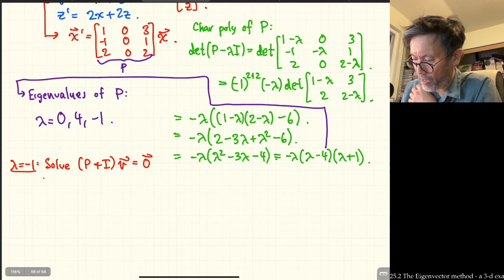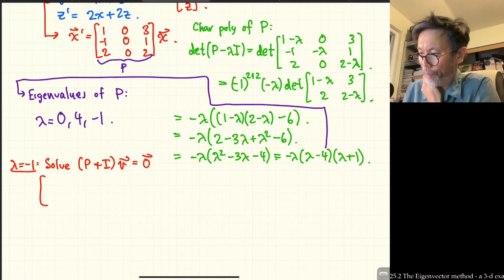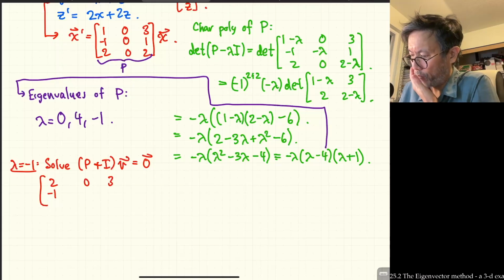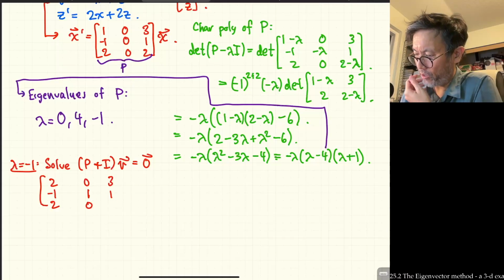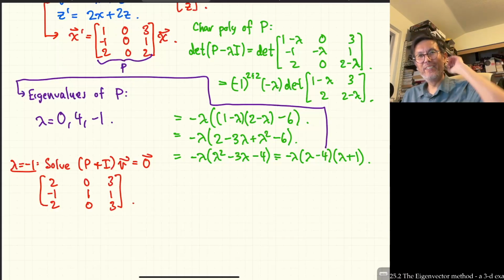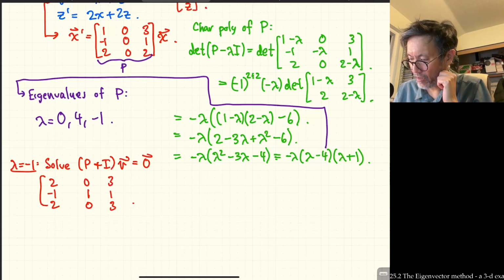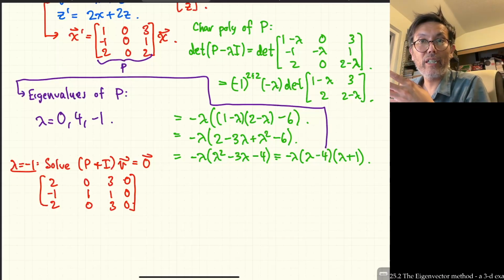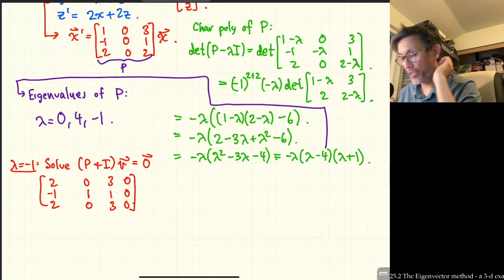So if I do that, I get the matrix 2, 0, 3. Then negative 1, 1, 1, and 2, 0, 3. Oh, and I'm going to augment this matrix with the 0 vector. Now, we could row reduce this, yes? That might make things a little bit simpler to understand.